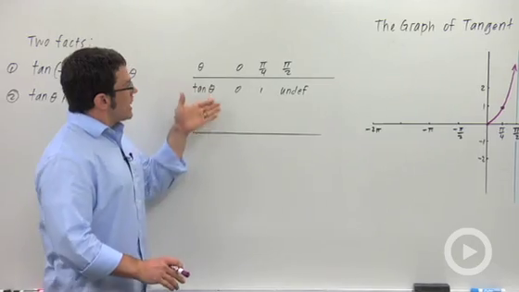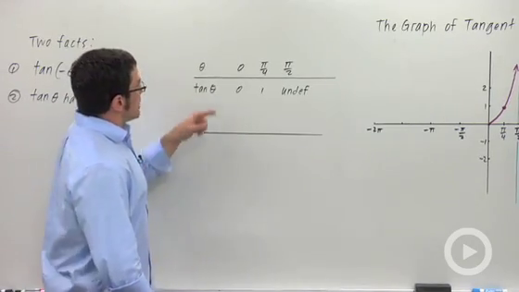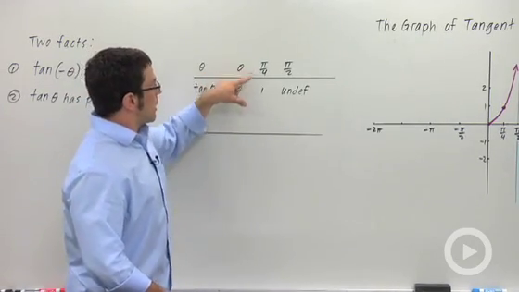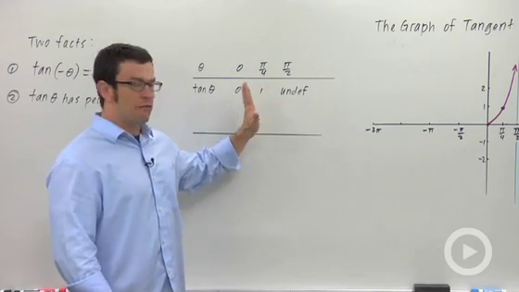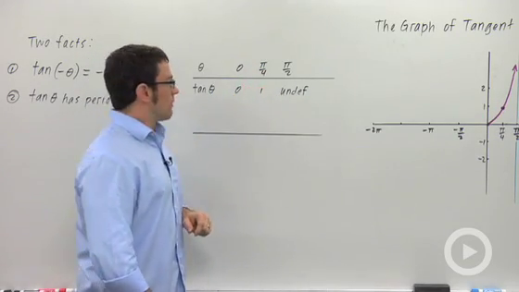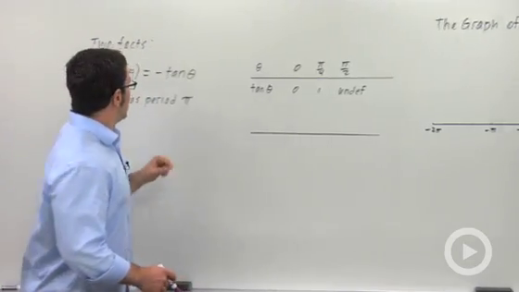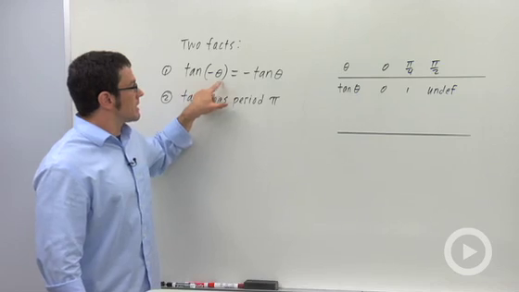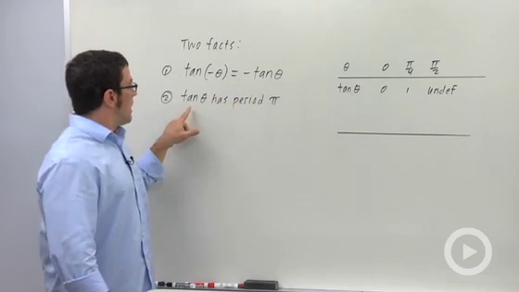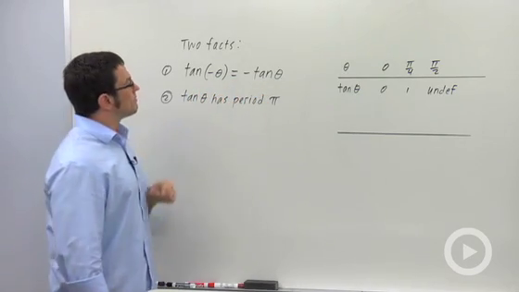First of all, I have a table of values that I found before. Tangent of 0 is 0, tangent of pi over 4 is 1, and tangent of pi over 2 is undefined. And this is what gives us that vertical asymptote at x equals pi over 2. I also need two facts. The identity, tangent of negative x equals negative tangent x, and that tangent has period pi.